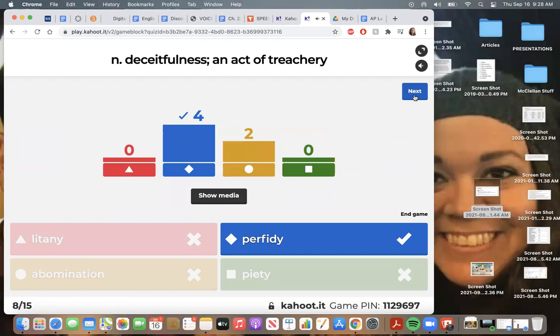Perfidy, yes. A couple people guessed abomination. All right, harsh language there. Abomination is one of our words, but it doesn't quite mean the same thing.